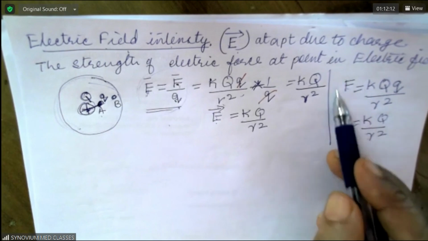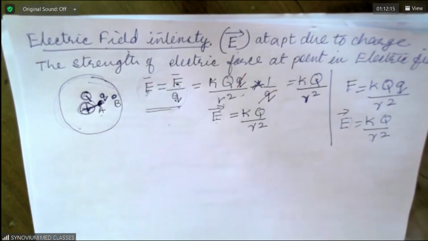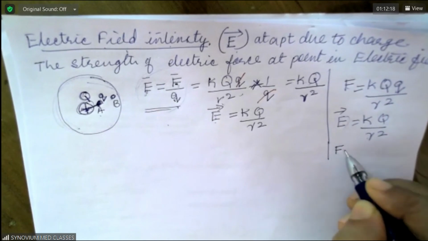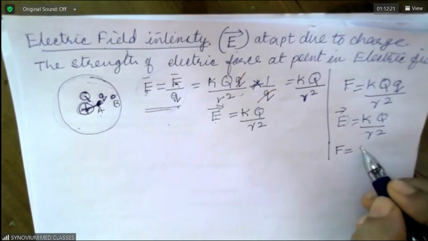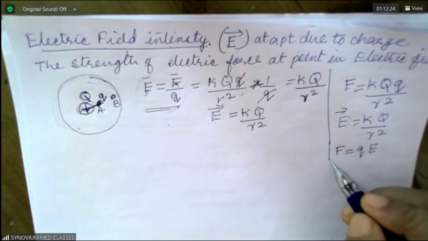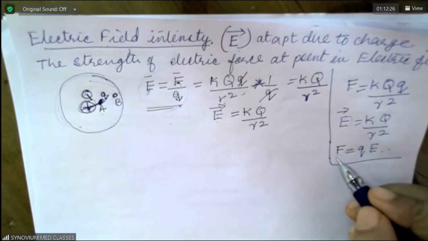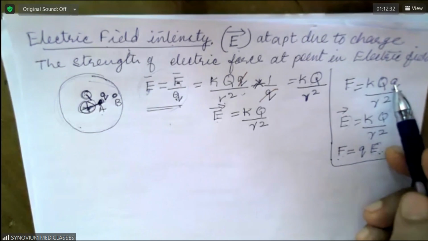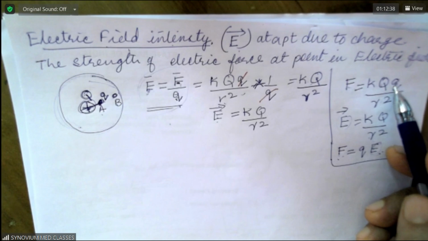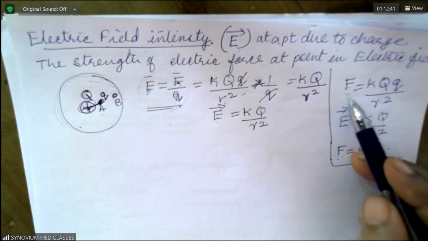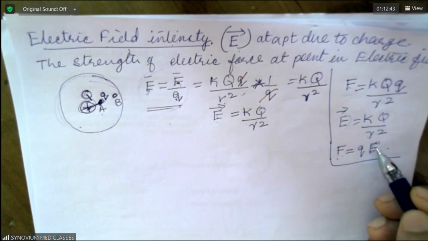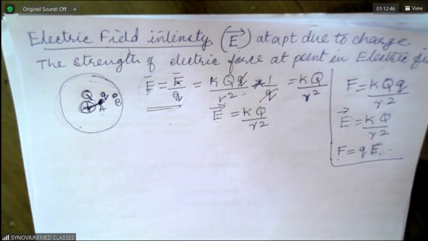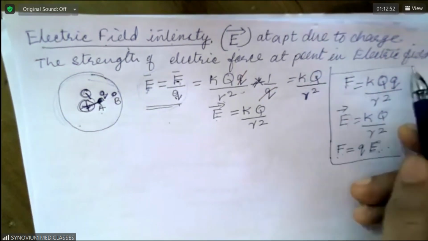So what is the relation between force and E? Force is equal to q into E. Very, very important formula. This is how you find the force if you know the electric field. This is the way to find the force if you know the charges. Understood? If you know the charges and the distance, this is the formula. If you know the electric field and the charge, this is the formula. So please compare and learn always.